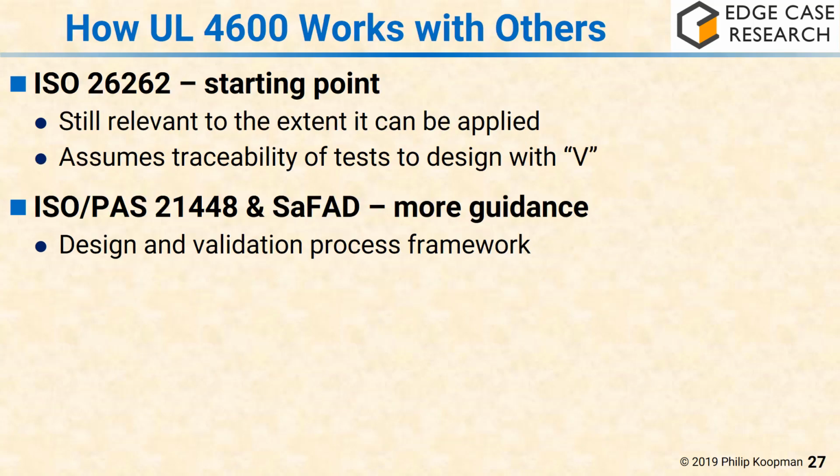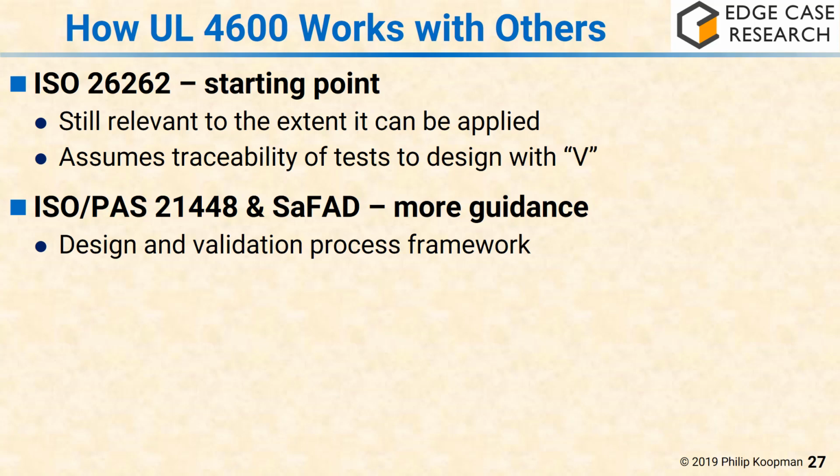So how does UL4600 work with others? Well, ISO 26262 is likely to be a starting point. It is not required. You do not have to use that standard to conform to 4600. You can use 61508. You can use MIL-STD 882. You can use whatever you want, but probably you're going to use something. And that's going to produce work products, and most of the standards trace to a V. That's great, but V is not required by 4600. You may use 21448 or SaFAD or something else to provide more guidance, especially for the machine learning autonomy part. That's fine too. That'll also provide work products.